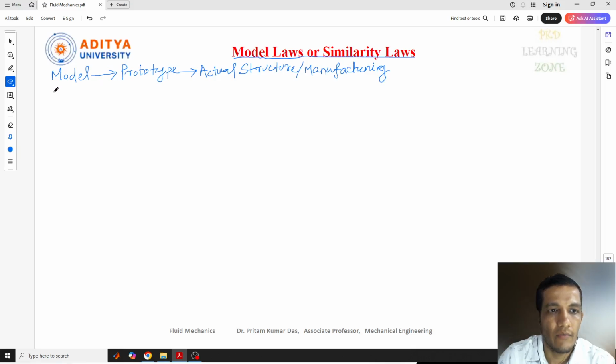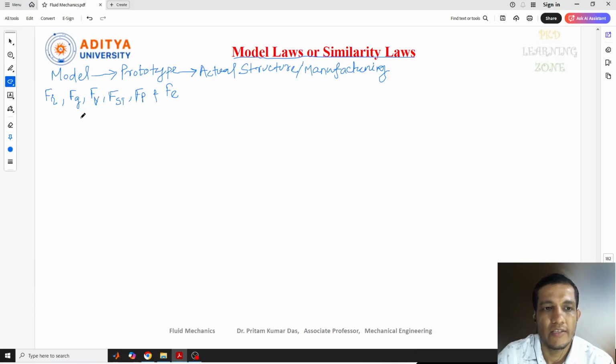I'll list what the forces are. We know that several forces are there, like the inertia force, next the gravity force, and the viscous force, and similarly the surface tension force, then the pressure force, and one more, the elastic force. So these are the forces we have already discussed in our previous lecture.